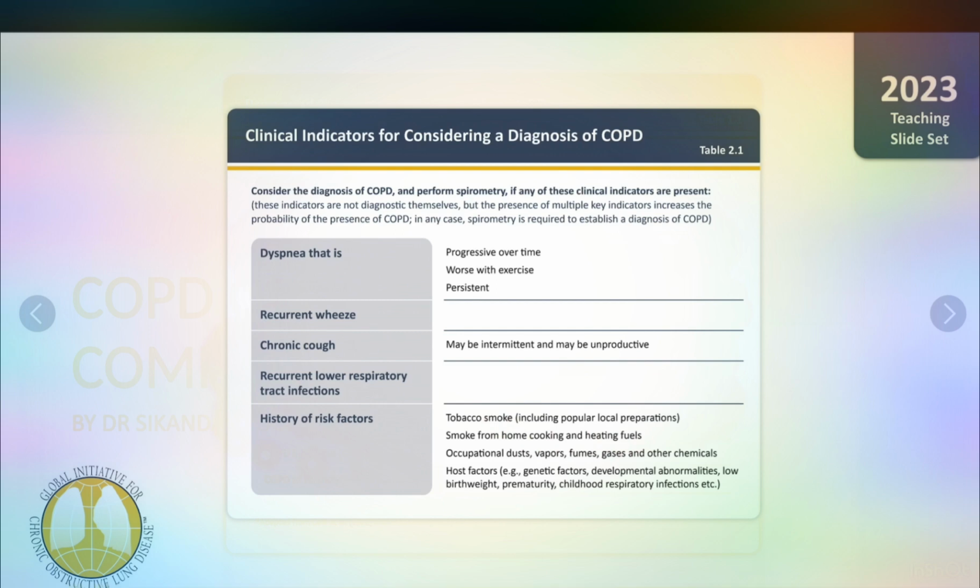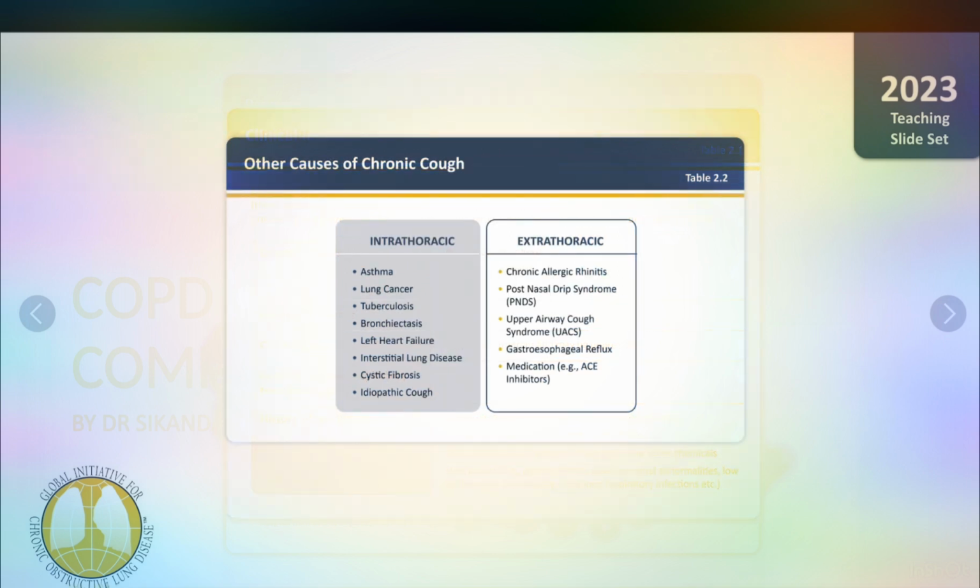It could be anything like bidi, cigarette, hookah, whatever. Then comes smoke from home cooking and heating fuel, occupational dusts, vapors, fumes, gases, and other chemicals. Then host factors like genetic factors, developmental abnormalities, low birth weight, prematurity, and childhood respiratory infection, etc.